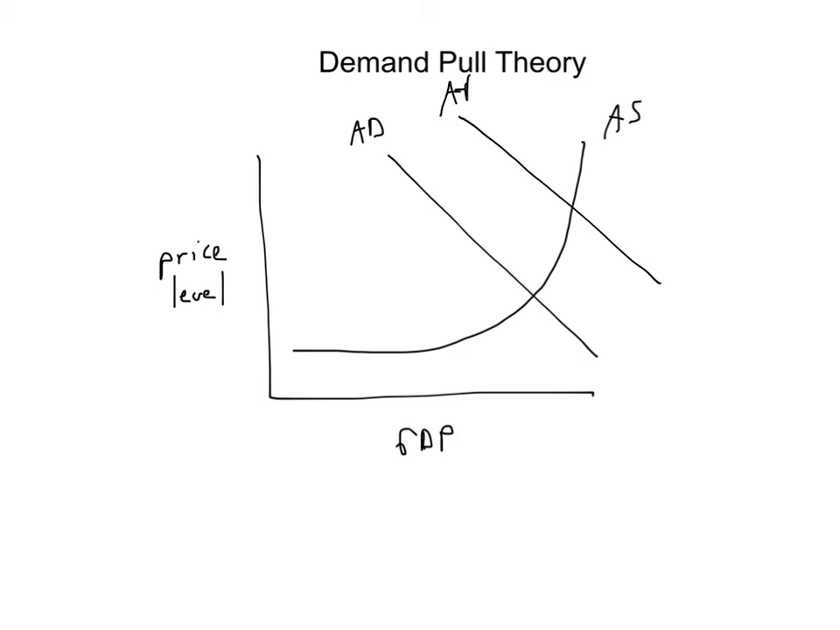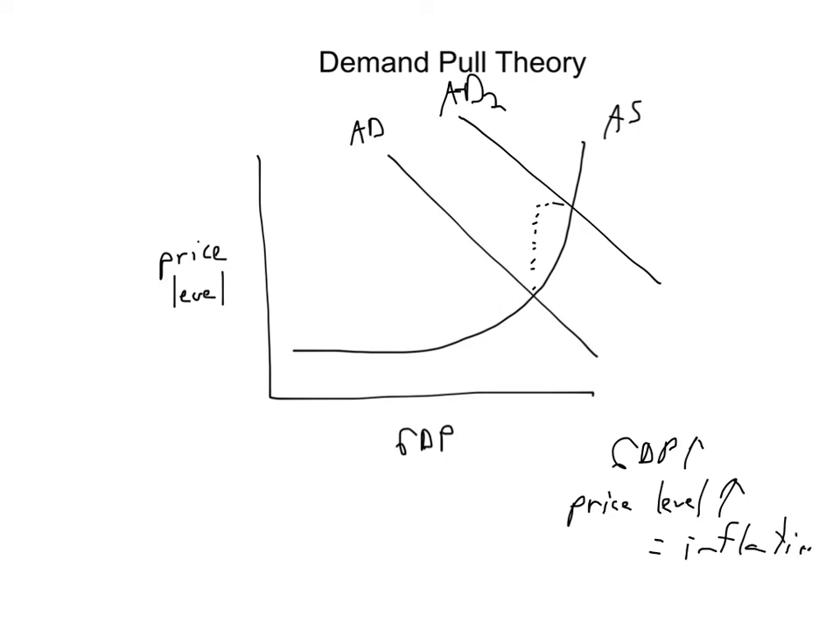Okay, there's also demand pull theory inflation, and this is when aggregate demand goes way, way up, probably relatively quickly. So let's say aggregate demand goes up. Well, what's going to happen here is that the price level will increase. Okay, yeah, GDP will go up, and that's nice. GDP will go up, okay, but the price level will go up as well, okay, which is inflation.